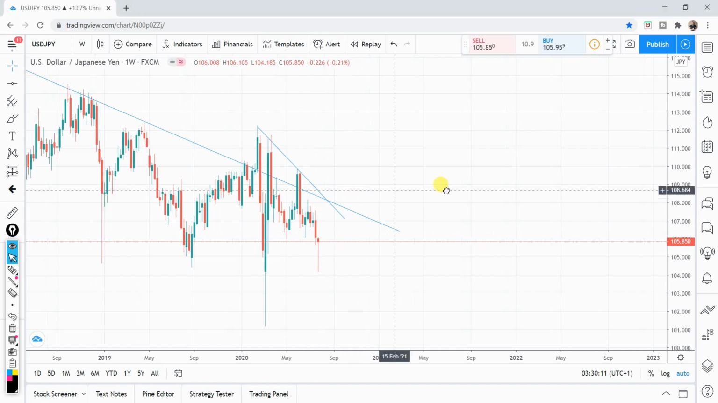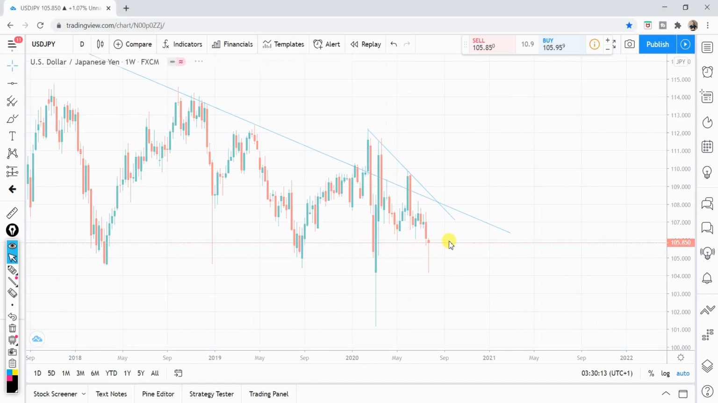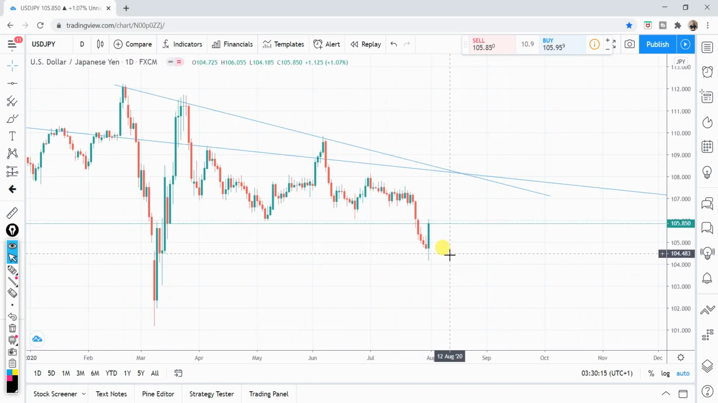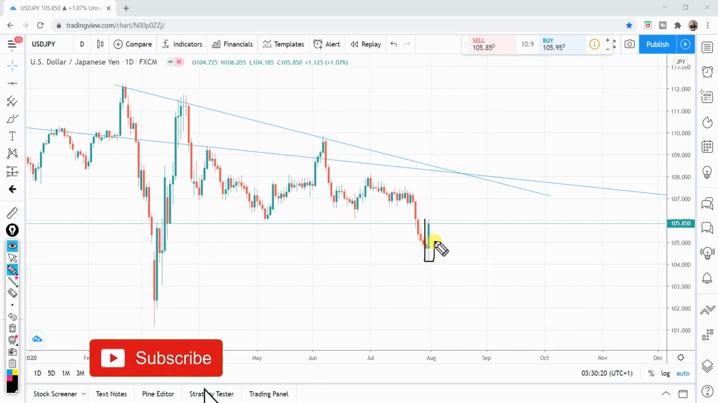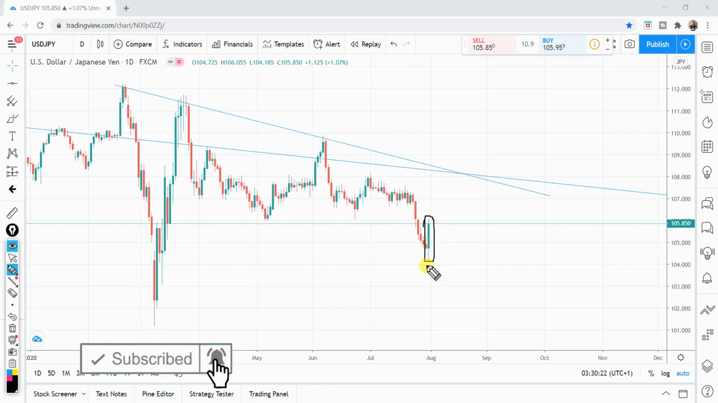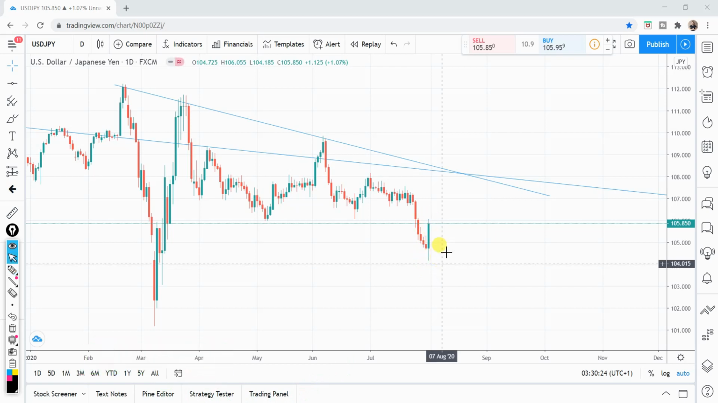Very strong reaction on this one, and if we go to the daily time frame, we can see it in here. Yeah, this is a very aggressive reaction. It happened pretty much on Friday, so all these moves on Friday are quite aggressive.